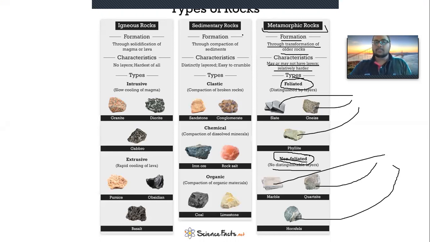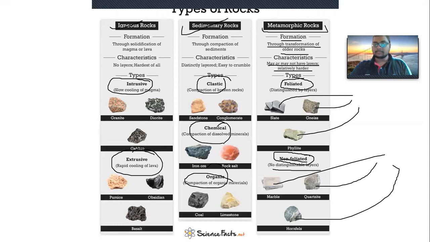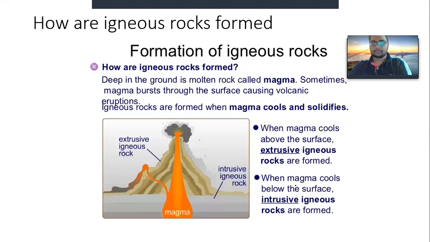As a revision, we have seen igneous rocks. Igneous rocks have two types: intrusive and extrusive. Sedimentary rocks have three types: clastic, chemical, and organic. Metamorphic rocks have two types, that is foliated and non-foliated. Then one question: how are igneous rocks formed?